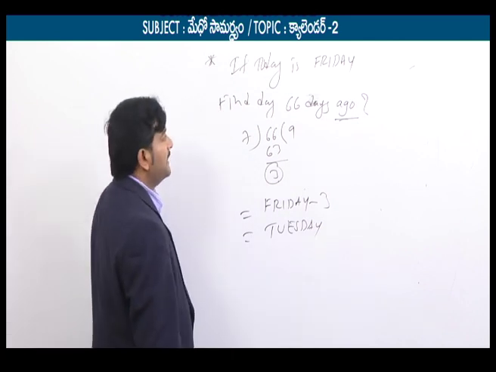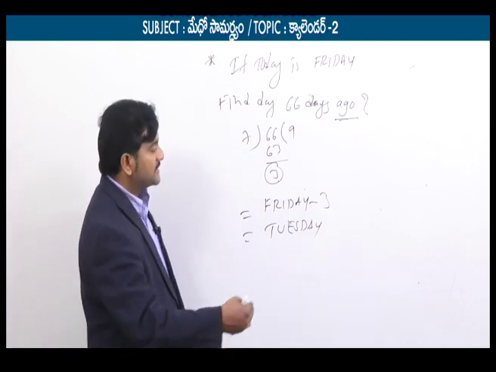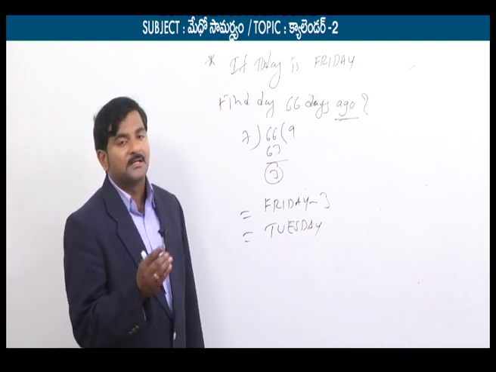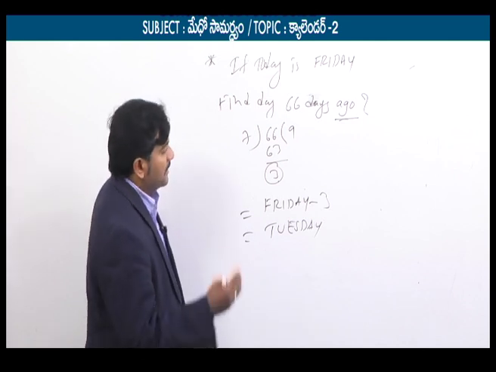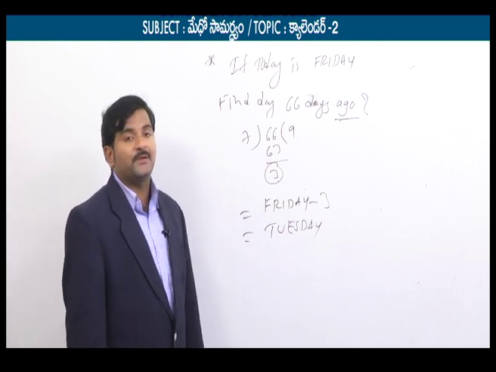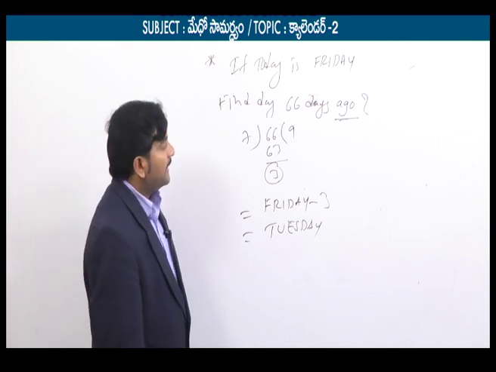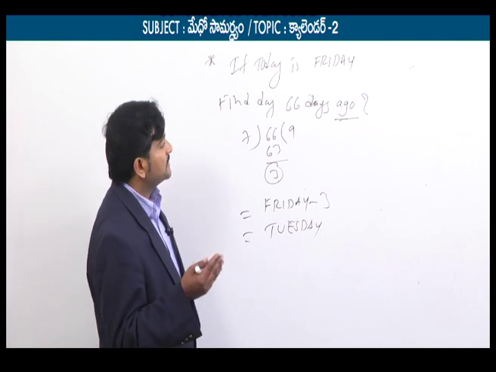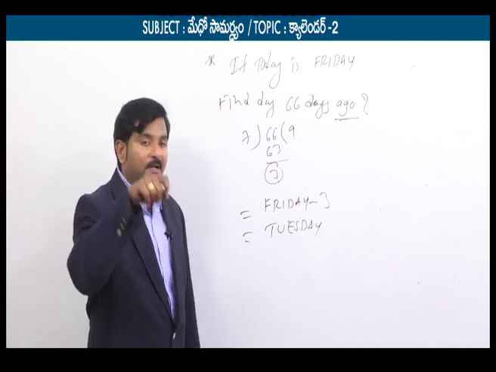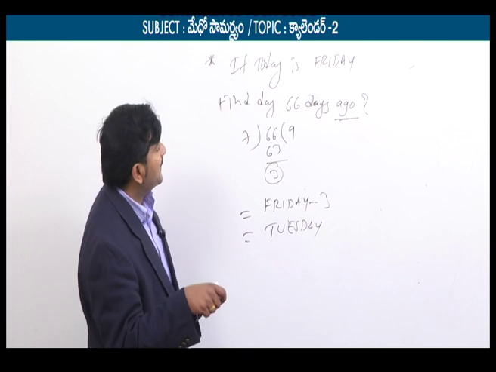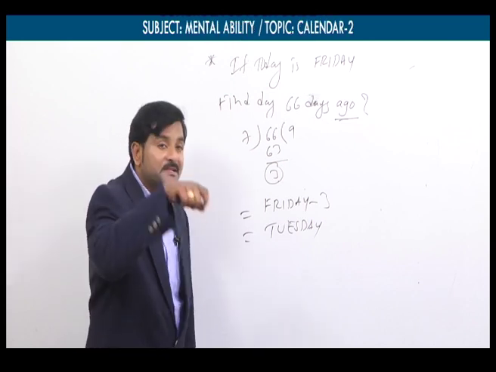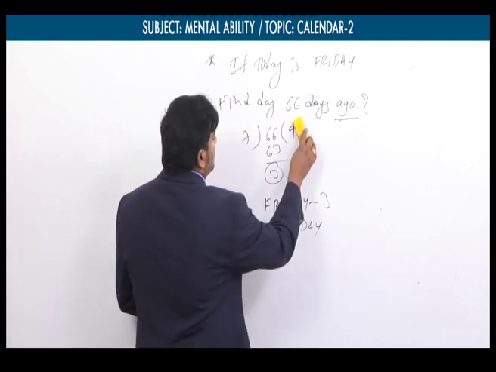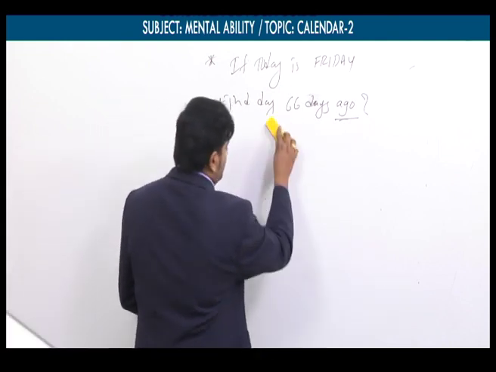If today is Friday, find the day 66 days ago. Ago means I am getting Tuesday. After means directly adding the remainder. Ago means simply we need to subtract the remainder. And sometimes instead of using after or ago, we will mention on the day. What does it mean? If today is Friday, find the day on 66th day. If the question is like this, what will we do? We will change the question.